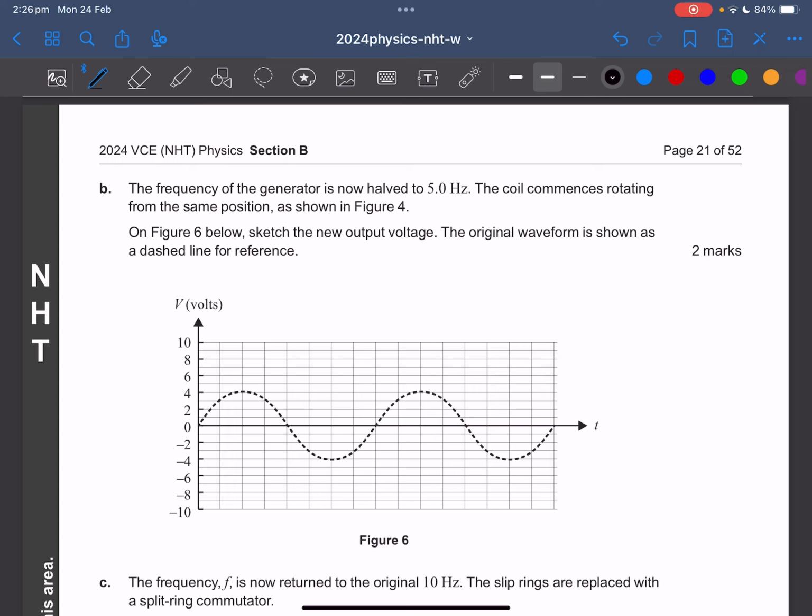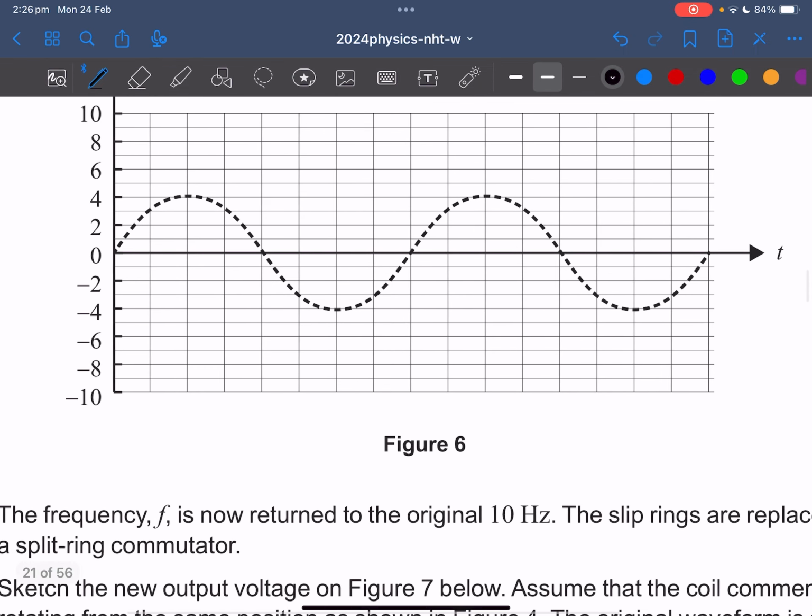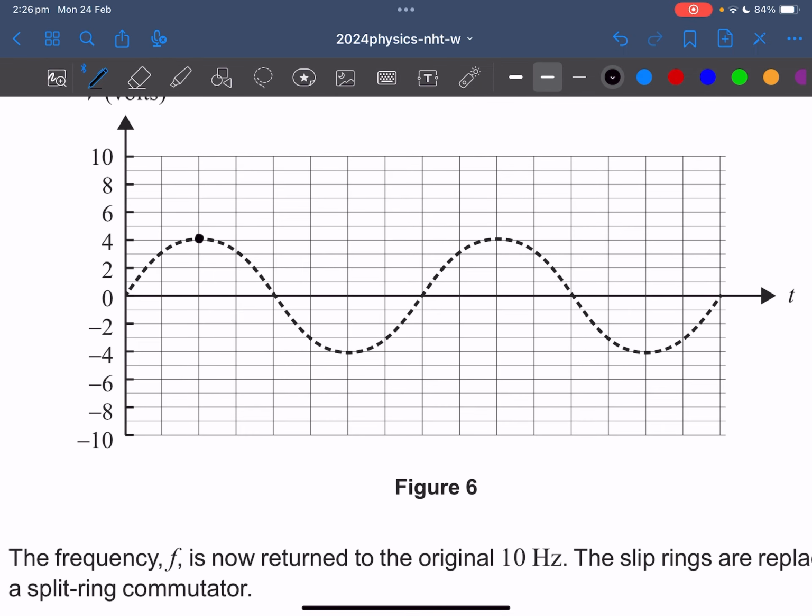So since the frequency has halved, the period would be doubled, right? Because they are inversely proportional to each other. And since the period has doubled, that means the same amount of flux change happens over a longer time. So that means the induced voltage must be halved as well. So rather than having 4 volts as peak, it will now be 2.